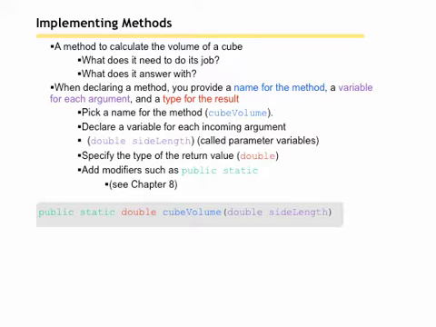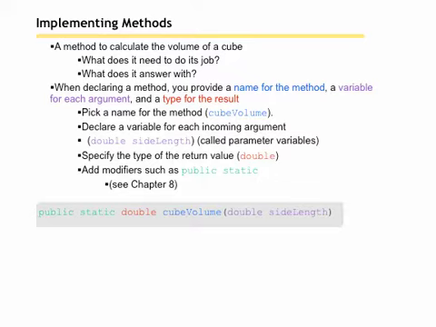Implementing methods. Implementing is a $3 word that means code. So coding methods, how do you write the methods? Assume you want to write a method to calculate the volume of a cube. What will that method need to do its job? And what does it do with the answer? When declaring a method, you provide a method name, a variable for each argument, and a data type for the result. So assume we pick a name for this method and call it cube volume because we want to calculate the volume of a cube.